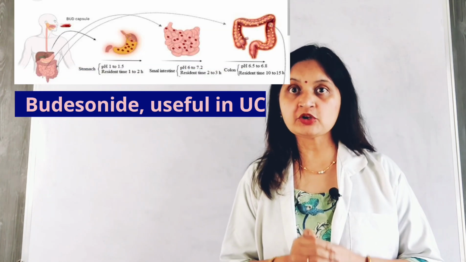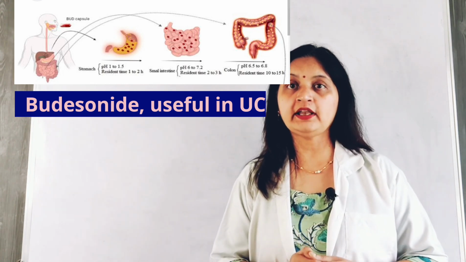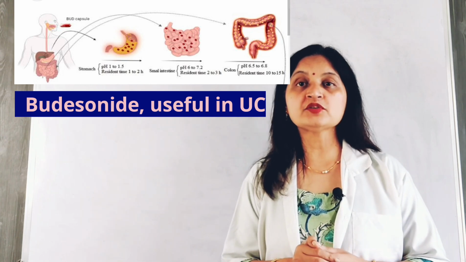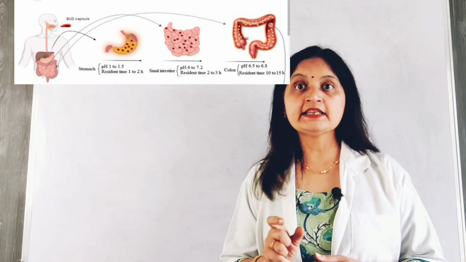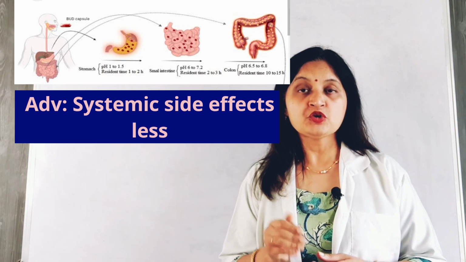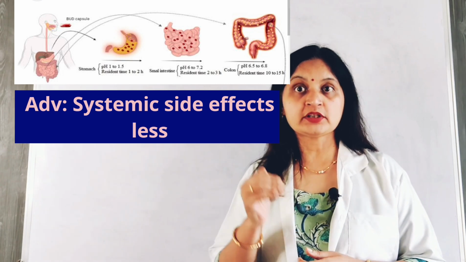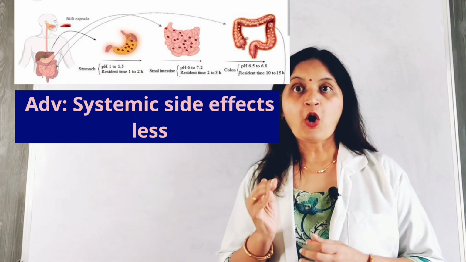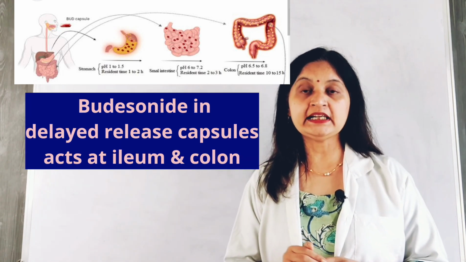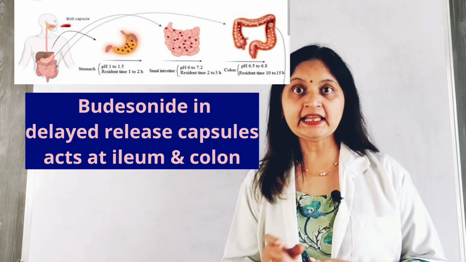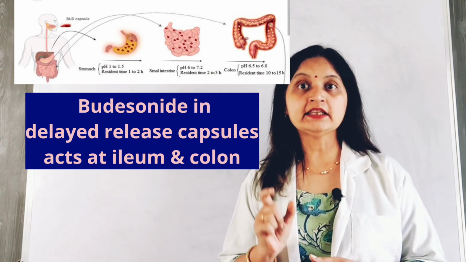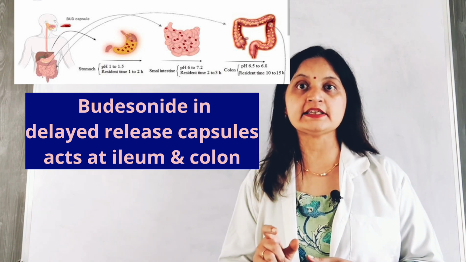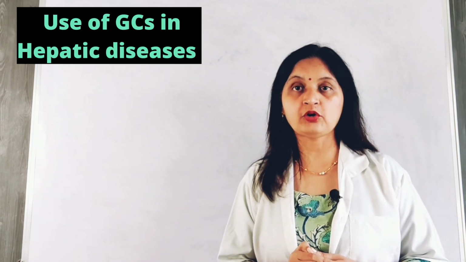It is to be noted that budesonide, a synthetic glucocorticoid, is useful in the management of ulcerative colitis. It can be used as a retention enema in ulcerative colitis, and one of the advantages of budesonide is that it is inactivated by first pass metabolism, so very little drug reaches the systemic circulation, and the systemic side effects of steroids are reduced. Also, budesonide is orally administered in delayed release capsules. This facilitates the release of the drug in the ileum and the ascending colon, which is the site of pathology, and this helps in treating ulcerative colitis and Crohn's disease. So budesonide, a synthetic glucocorticoid, is highly useful in the treatment of ulcerative colitis and Crohn's disease.